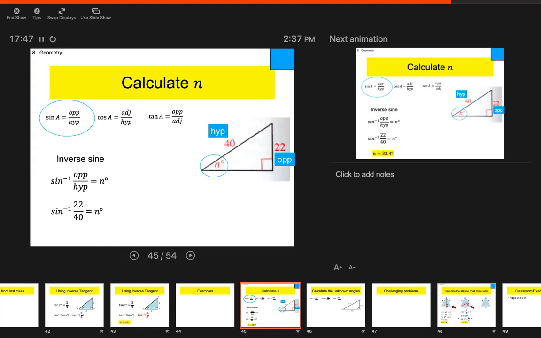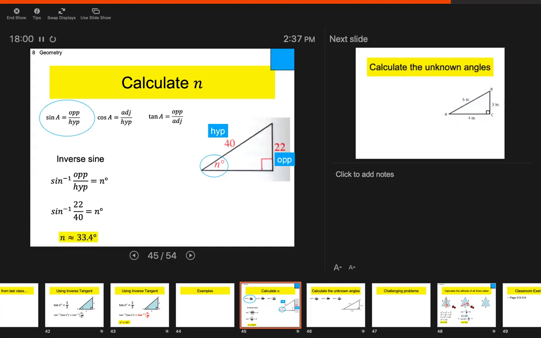Calculate. Notice I'm very lazy. I'm not writing out the algebra because no one does it. 33.54. Okay, that's me rounding. That's what I got. All right, you got it.